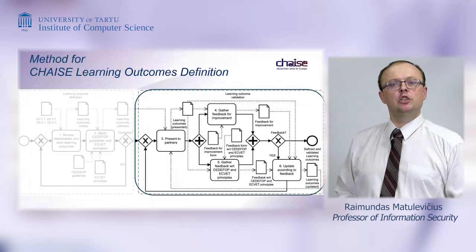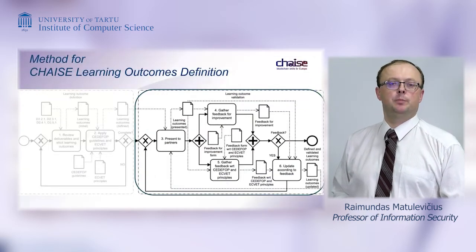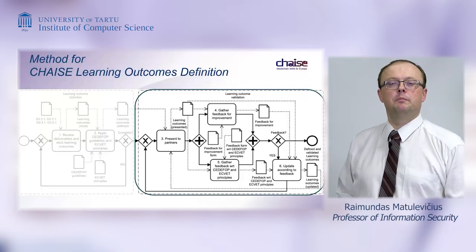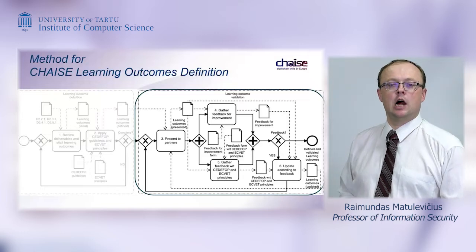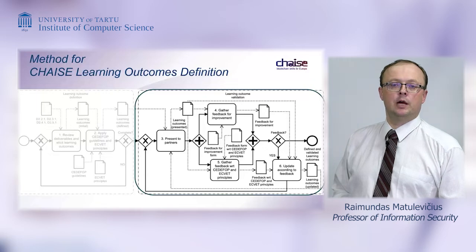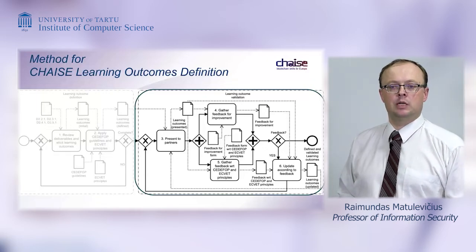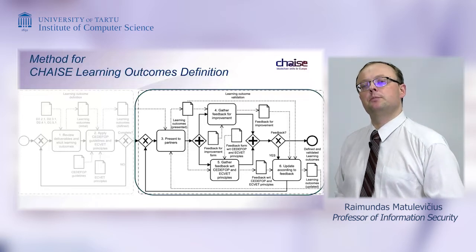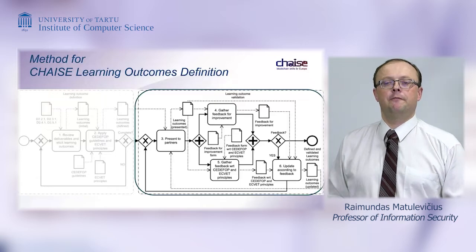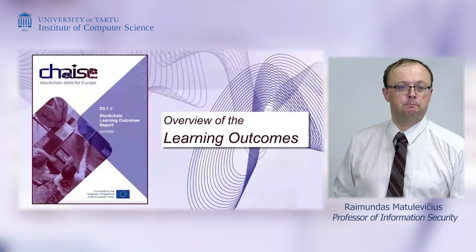In the second stage of the learning outcome definition, we have discussed the initially prepared learning outcomes with the project partners. We have received their feedback both on the way the international standards were applied, and also feedback potentially to improve the learning outcomes. The feedback was taken into consideration, and then in this iterative process we have received the final result for the learning outcomes for the CHAISE curriculum.